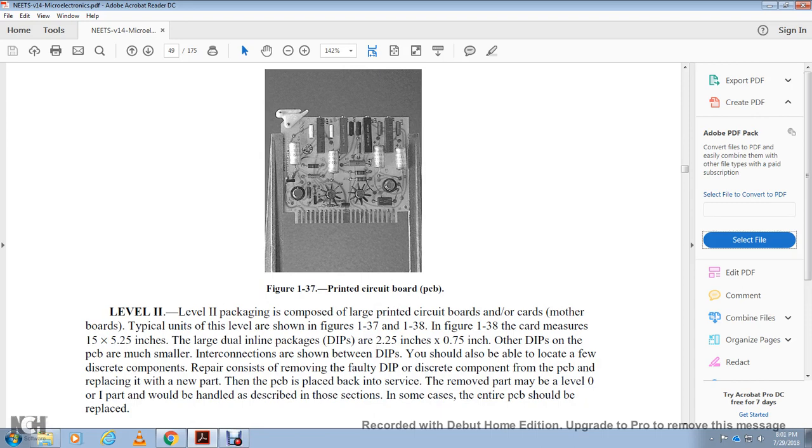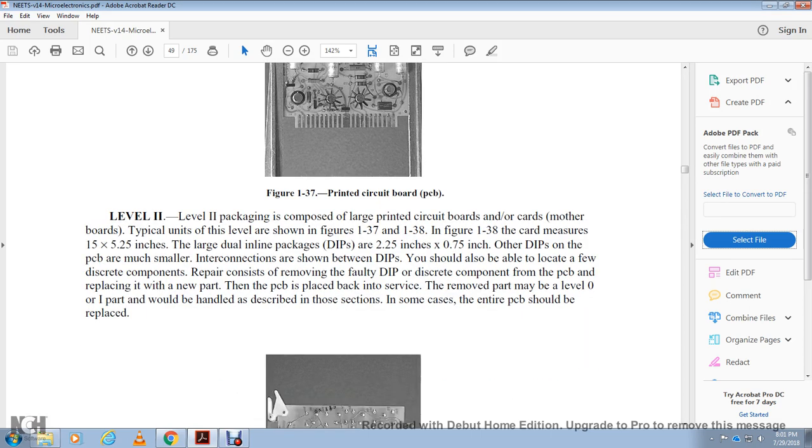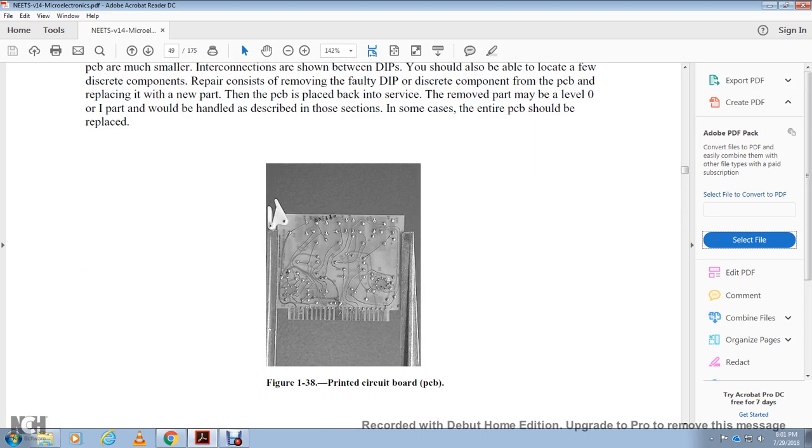Level 2, the level of the package component with the large printed circuit boards and/or cards, motherboards. Typical level 2 is shown in Figure 138, with the card measuring 11.5 inches by 5 and a quarter inches for the large dual inline pack, and 2 and a quarter inches by 3/4 of an inch for the dual inline pack with the printed circuit boards. Much lower interconnection is shown between the dual inline packages. It should also be able to locate a few discrete components. The repair consists of the removal of the dual inline package or the discrete component from the printed circuit board, replacing it with the new part, and removing the part with the level 0 or 1 part that would be handled as described in those sections. In some cases, the printed circuit board should be replaced. Show the 138 of the printed circuit board.